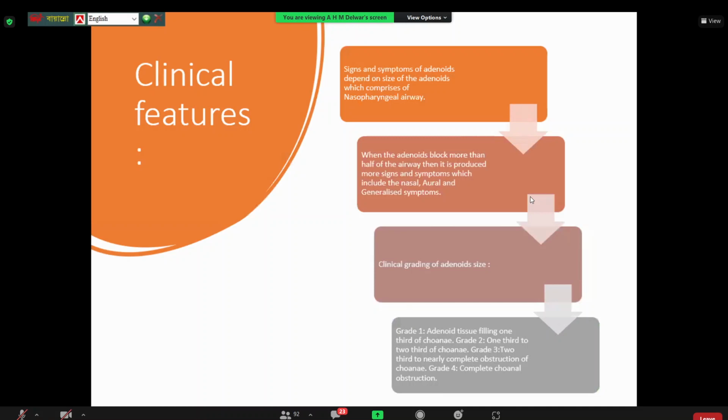Clinical features. Clinical features are important. Signs and symptoms of adenoids depend on the size of the adenoids, which compromises the nasopharyngeal airway. There is a size grading system. Go through it. When the adenoids block more than half of the airway, they produce more signs and symptoms, which include nasal, oral, and generalized symptoms.